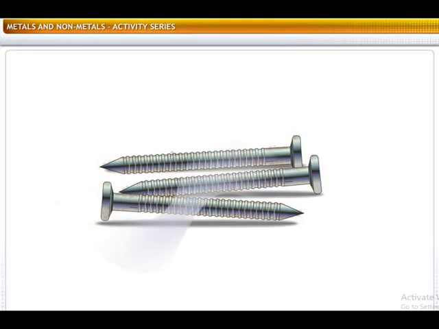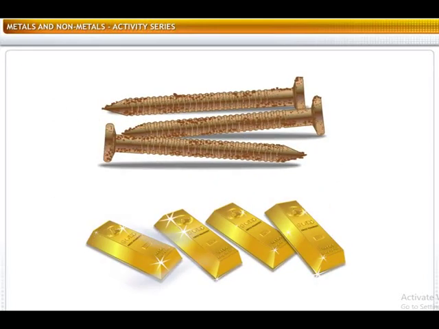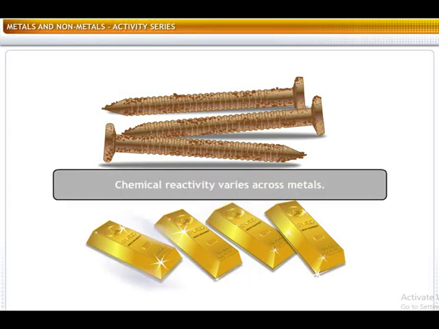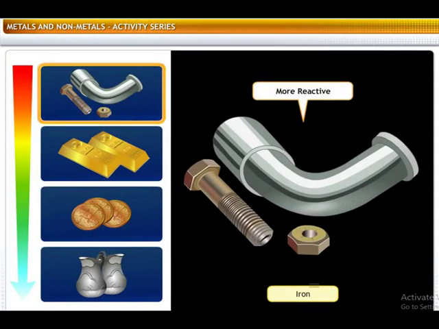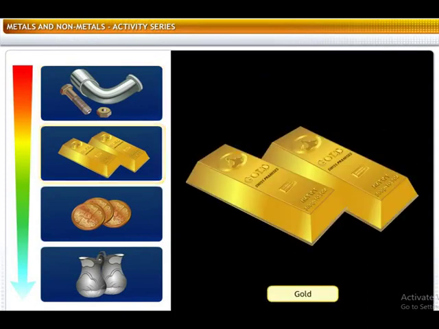Rusty nails are common, but have you ever seen gold rusting? Gold never rusts because, unlike iron, it does not react with atmospheric oxygen. This is because chemical reactivity varies across metals. Scientists have arranged metals in a series based on their chemical reactivity.